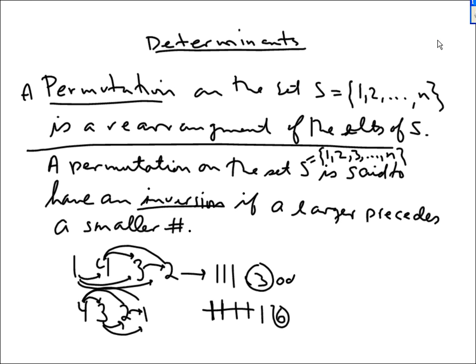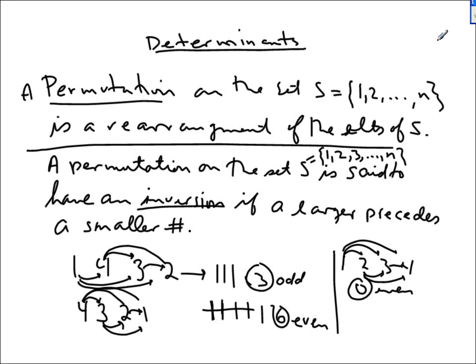Some permutations have an odd number of inversions, like 3. Others have an even number of inversions. 1, 2, 3, 4. 1 is before 2, 3, and 4, but 1's not bigger than any of them. 2 is before 3 and 4, 2's not bigger than any of them. And lastly, 3 is before 4, but the 3 is not bigger. This has 0 inversions, and 0 happens to be even.